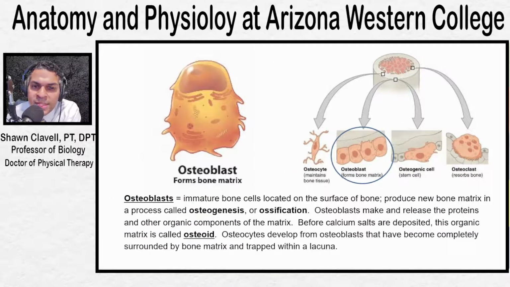So next we'll look at these osteoblasts. Osteoblasts are immature bone cells located on the surface of the bone. They produce new bone matrix in the process called osteogenesis or ossification. Osteoblasts make and release the protein and other organic components of the matrix. Before calcium salts are deposited, the organic matrix is called osteoid. Osteocytes develop from osteoblasts that have become completely surrounded by bone matrix and trapped within a lacuna.